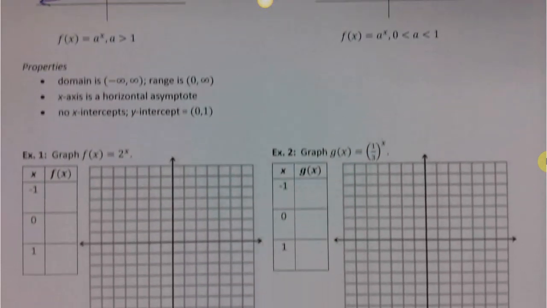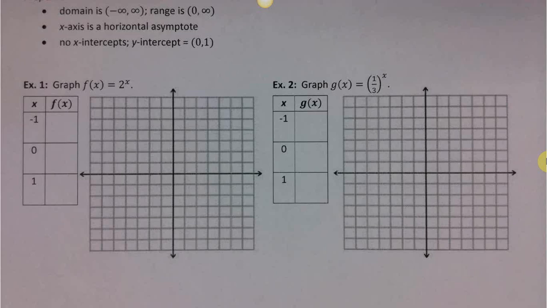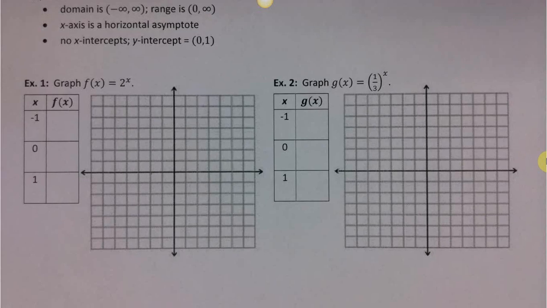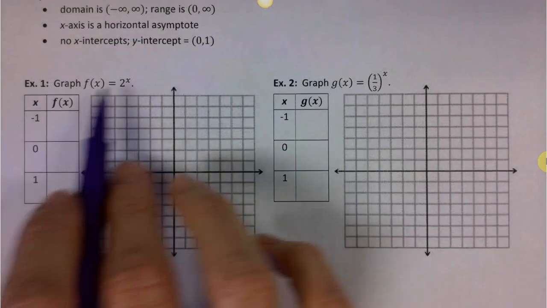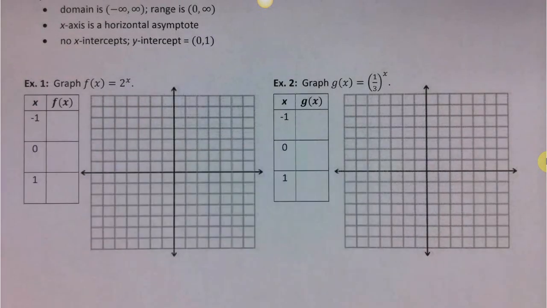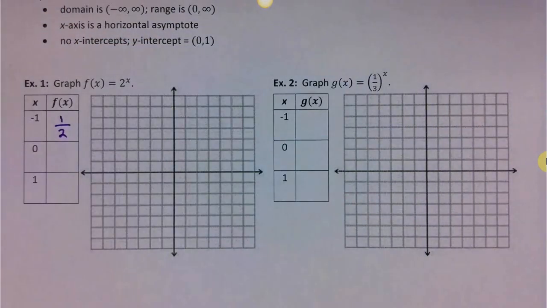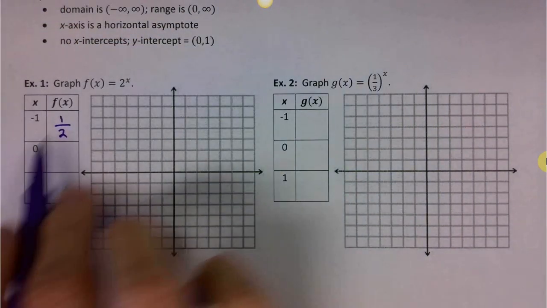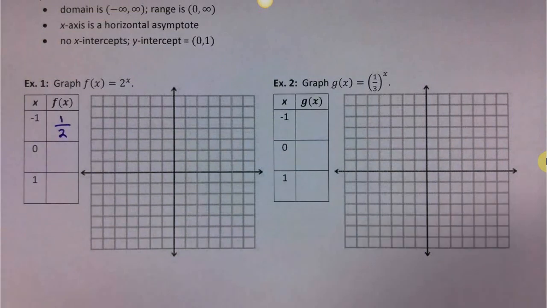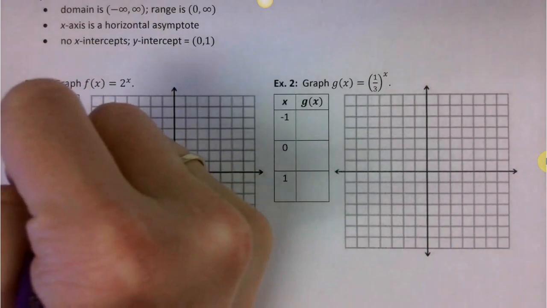So now in order to figure out more specifically what a graph would look like for a specific base a, we're going to plug in numbers and plot points. So we first want to figure out what the graph of f(x) = 2^x would look like. So when I plug negative 1 in for x, 2^(-1) is the same as 1 over 2^1, or 1/2. When I plug 0 in for x, 2^0, anything to the 0, is just 1, and then 2^1 is 2.